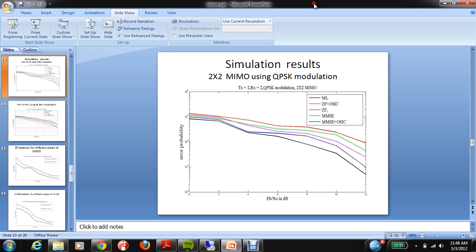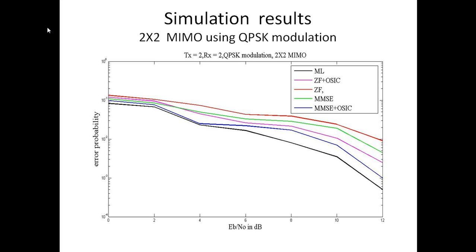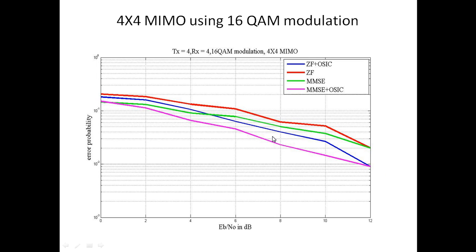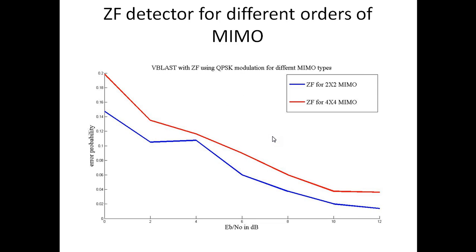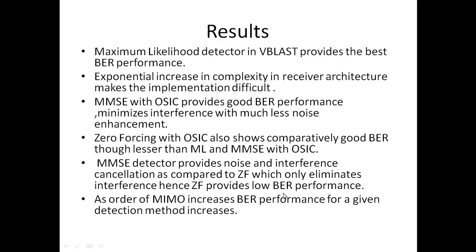So now we'll go back to our simulation results. You can see the final results. As I said, maximum likelihood is the best bit error rate performance. And same for QAM modulation. This is for different orders of MIMO. You have low order MIMO giving a better bit error rate performance. So the final results will be discussed.